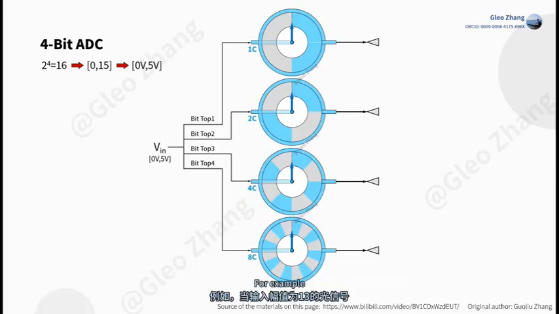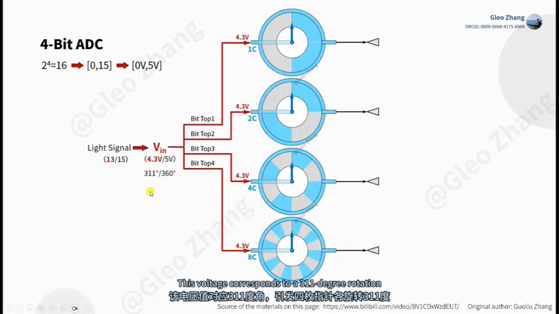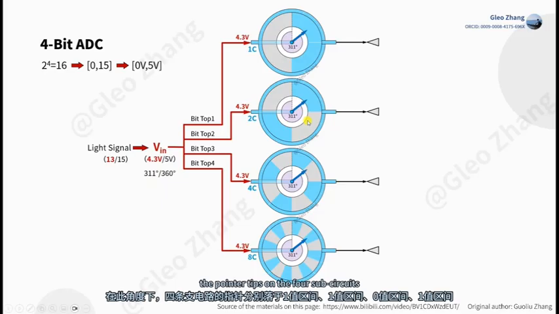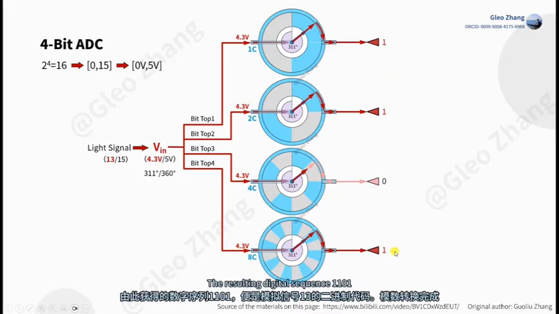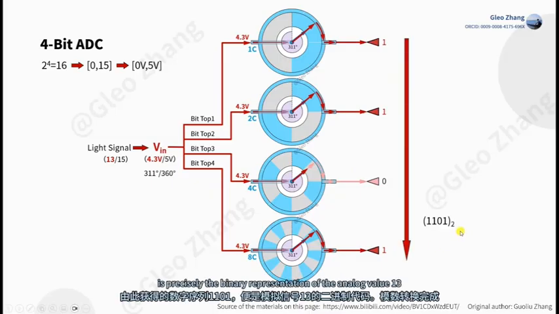For example, when receiving a light signal with amplitude 13, the sensor generates a 4.3 volts voltage. This voltage corresponds to a 311-degree rotation, causing all four pointers to rotate to 311 degrees. At this angle, the pointer tips on the four subcircuits lie in the 1 interval, 1 interval, 0 interval, and 1 interval. Thus, the outputs are 1, 1, 0, 1. The resulting digital sequence 1101 is precisely the binary representation of the analog value 13, completing the analog to digital conversion.